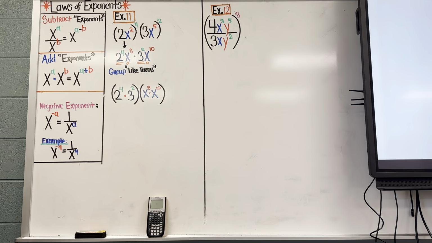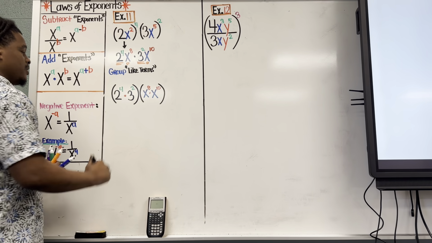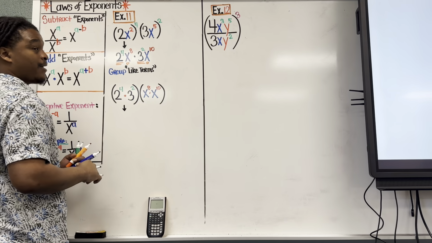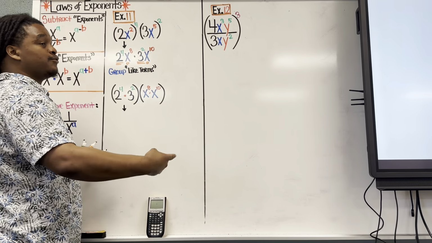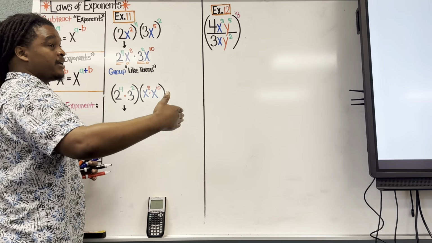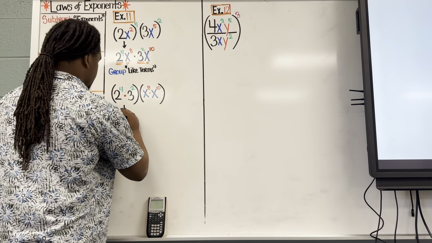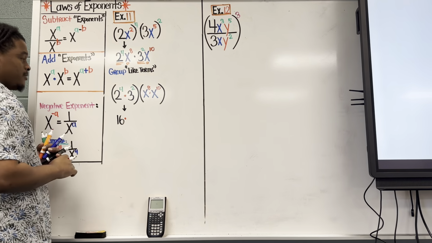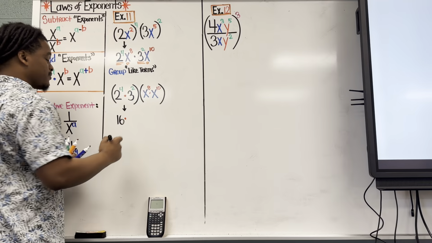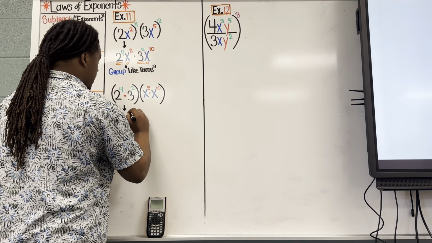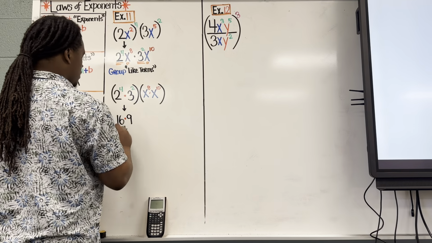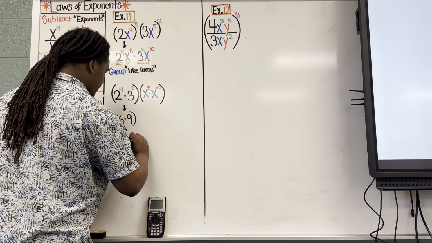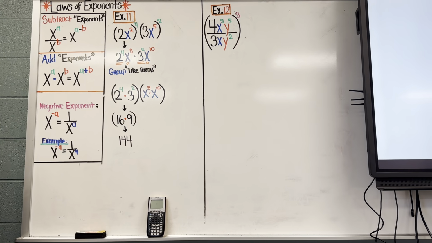Now, we're almost done, guys. All we need to do is simplify. In the first parentheses, we have 2 to the 4th power. 2 to the 4th power equals 16, because 2 times 2 is 4, times the third 2 is 8, times the fourth 2 is 16. So that's going to be 16 times 3 squared, or 3 to the 2nd power, which is just like saying 3 times 3, so that's 9. And then we can go ahead and solve those. 16 times 9 is 144.